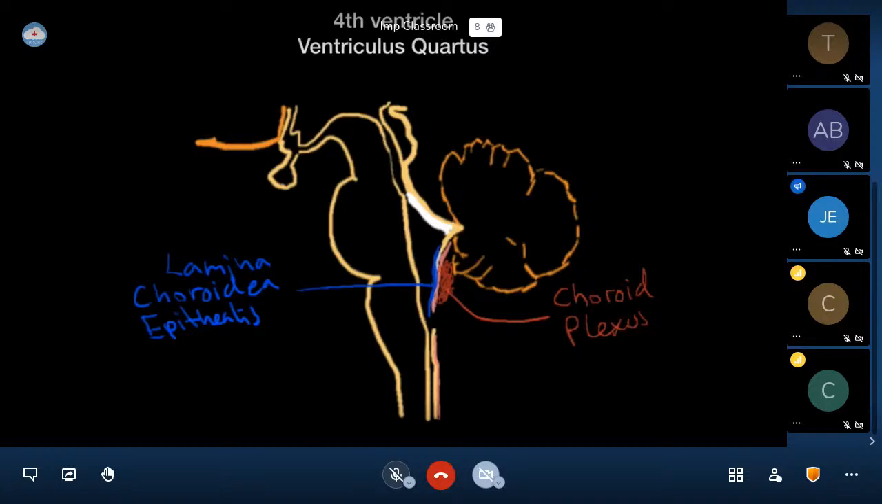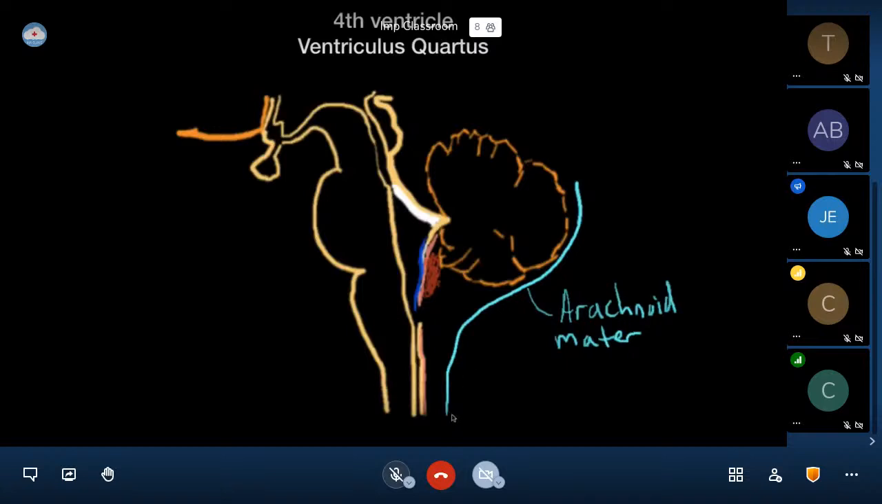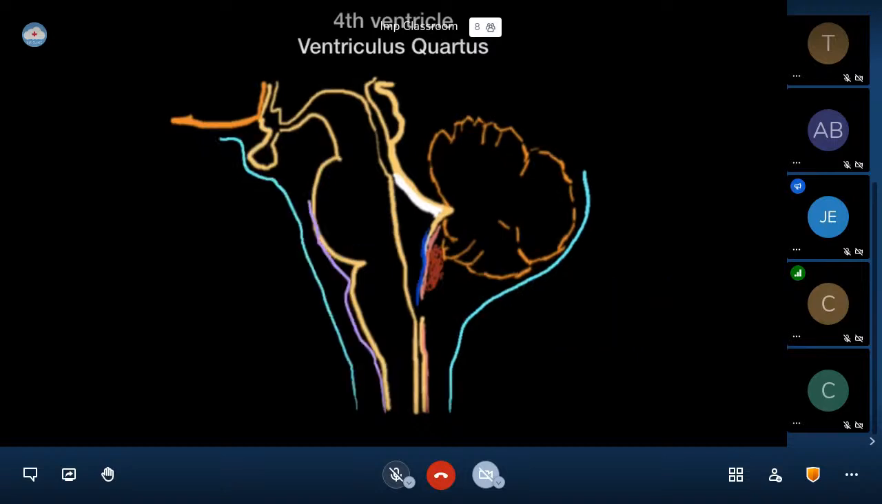Alright, and so we have pia mater, and on the outside here we have the arachnoid mater. Remember, the arachnoid mater and then dura mater outside. Just to give you the complete picture, let's go ahead and add it on the other side as well. Here you see the arachnoid mater and the pia mater right here on the other side.